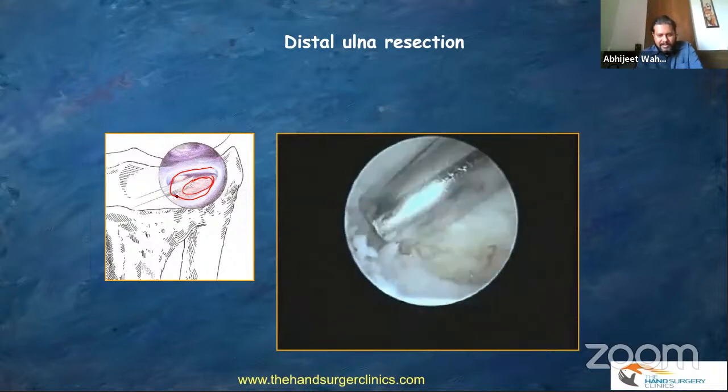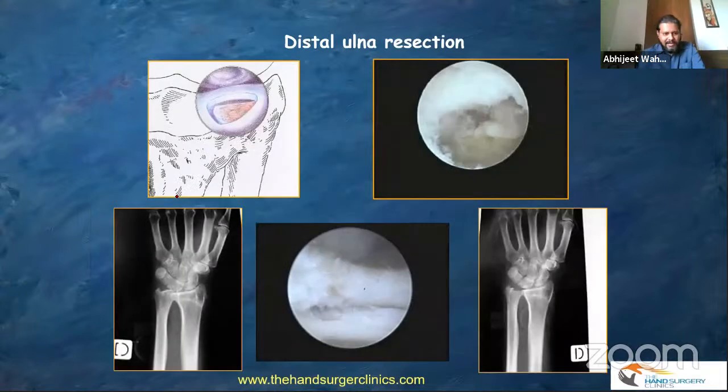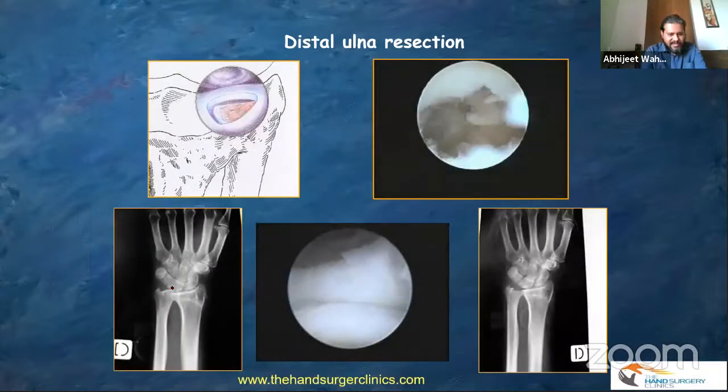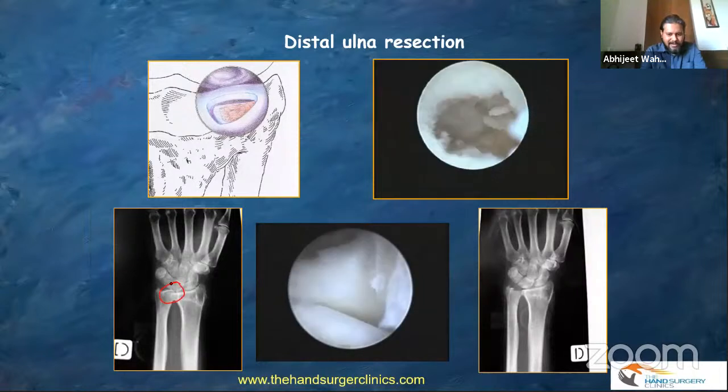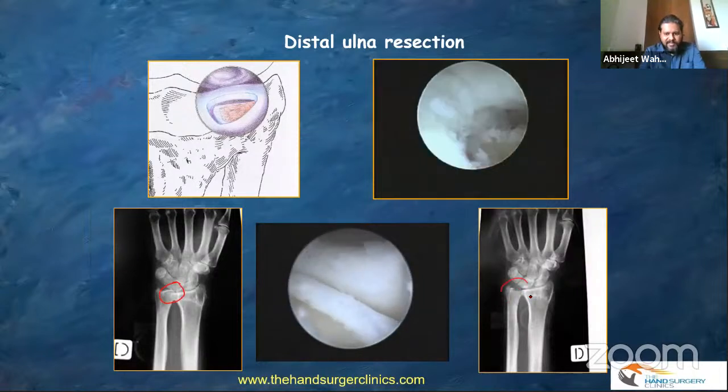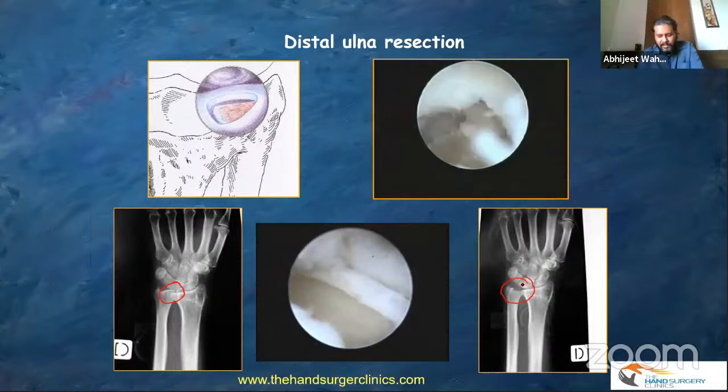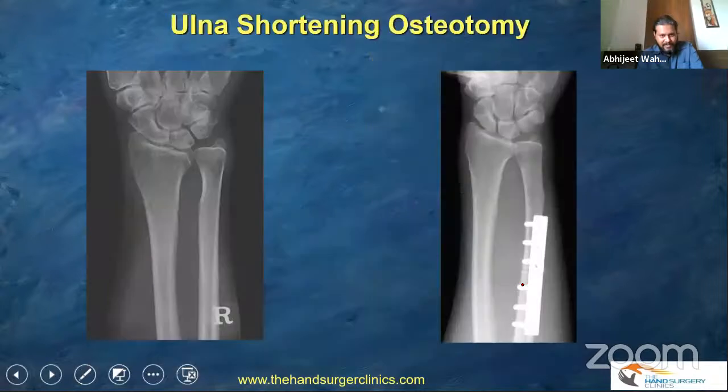So this will resolve the conflict between the ulna and the lunate. So here you can see the ulnocarpal conflict, and here you can see the resection of the ulna in a minimally invasive manner, and that will give you the desired pain relief for your patient.